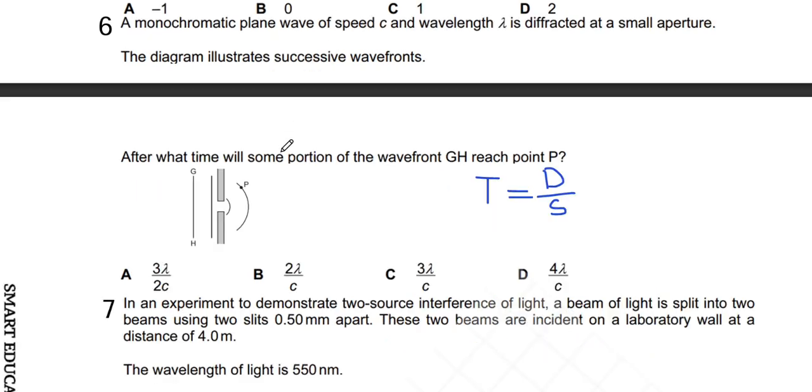Question number 6 says that a wave of speed c and wavelength lambda is passing through a diffraction plate. They asked for the time. We know that time equals distance divided by speed. The distance covered from G H to point P would be the individual wavelengths. So this is one wave, two waves, and three waves. There should be 3 lambda, divided by the speed of the wave, which is c. So it should be 3 lambda by c. Answer is this one.